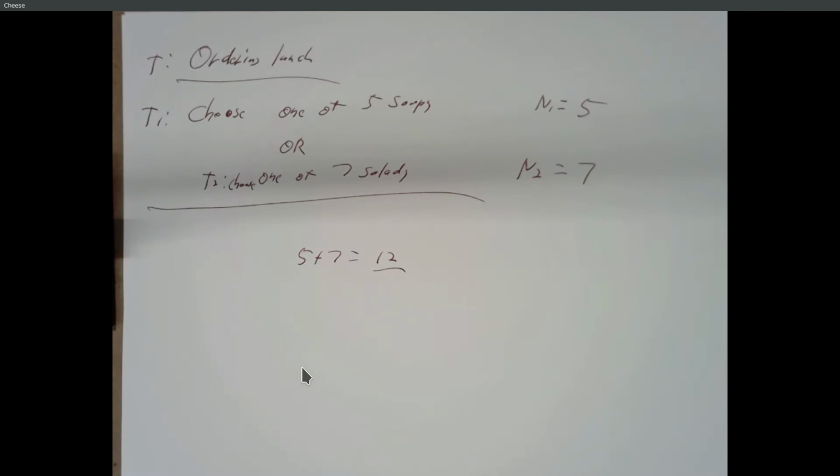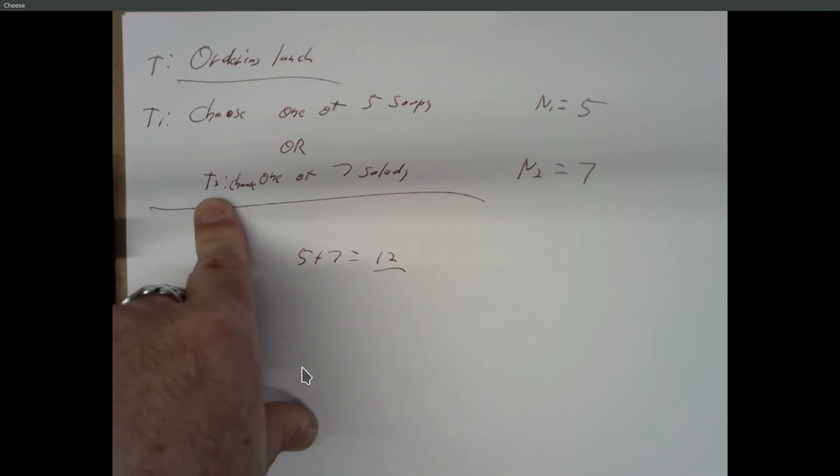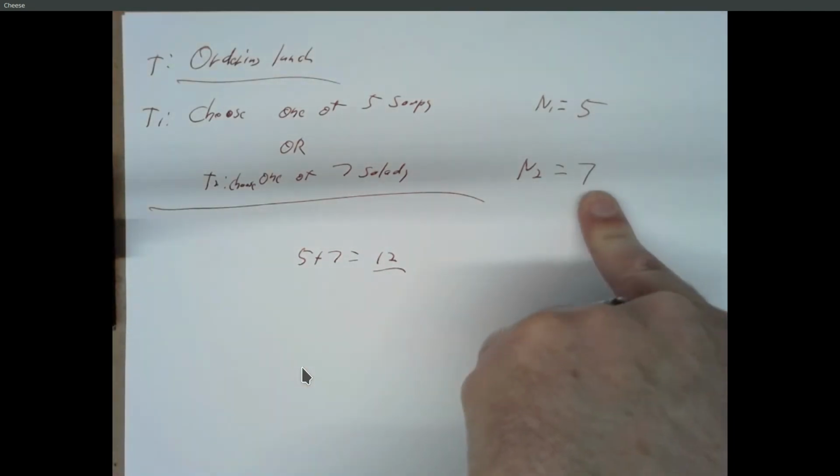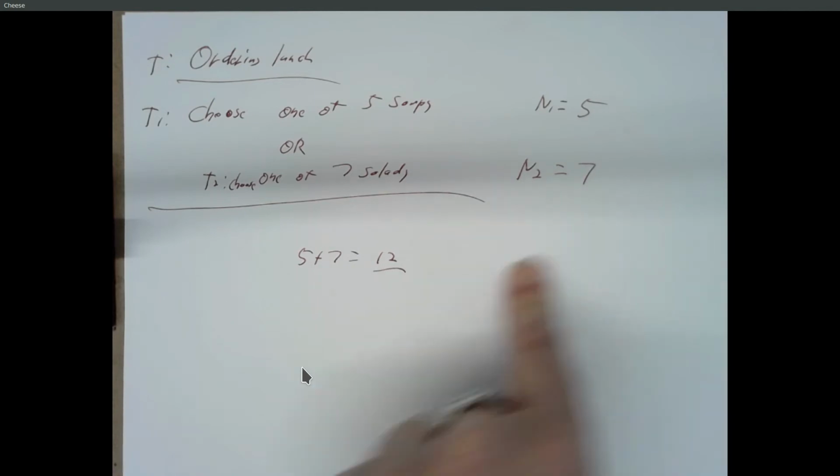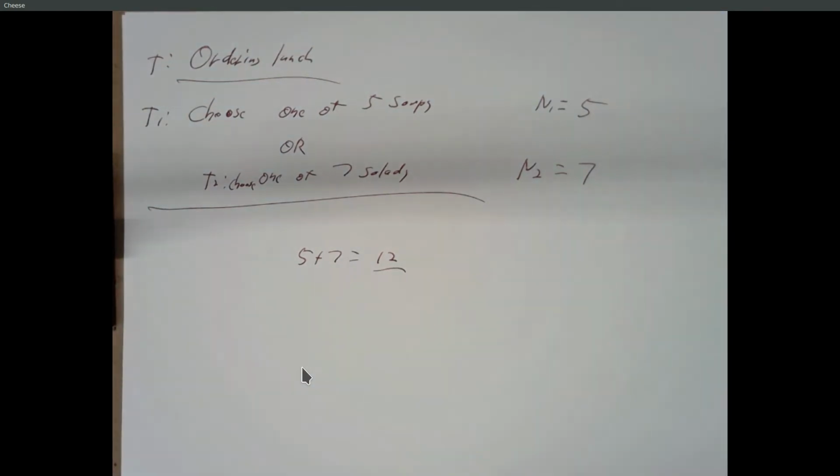Now if your task was to order a soup and a salad, then you can accomplish your task of ordering lunch by performing T1 followed by performing T2. That tells you there's 5 times 7, 35 possible lunches. But if you got to choose, then there's only 12.